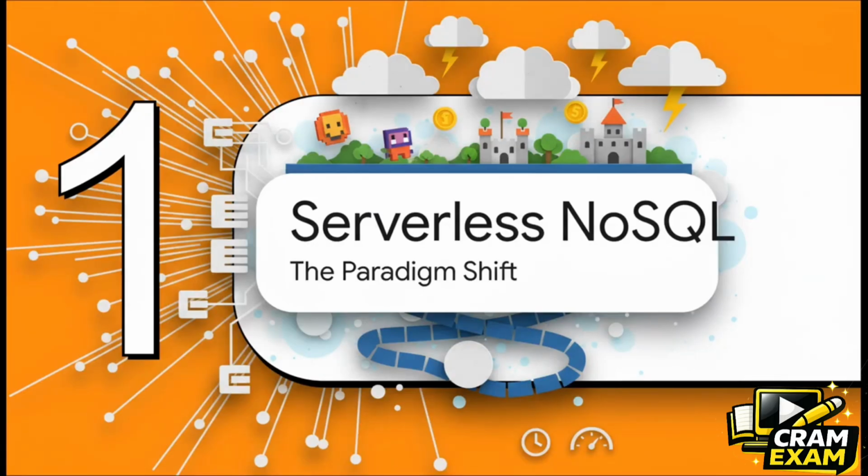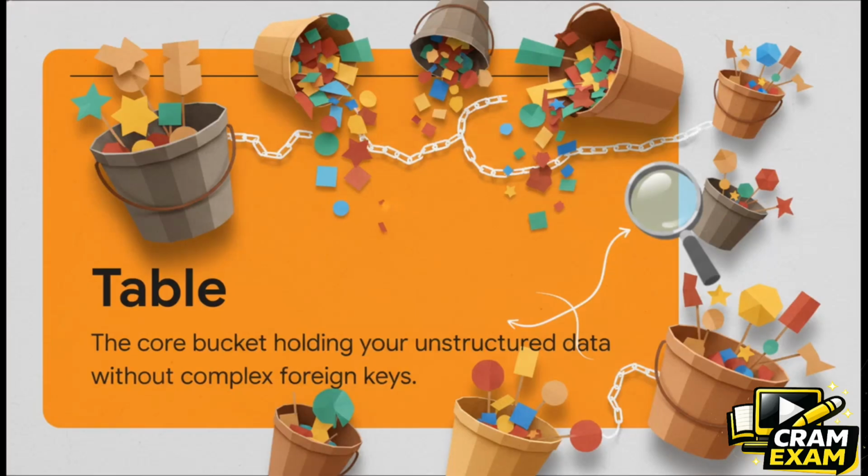Section 1. The paradigm shift. Serverless NoSQL. If you had built this game on Amazon DynamoDB, your users wouldn't have noticed a thing. No downtime, no lag, because it's fully serverless and feels instantly fast no matter the scale. But to really grasp this, we need to completely shift our mental model.